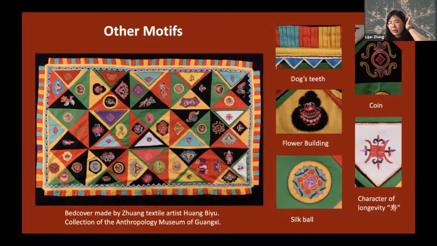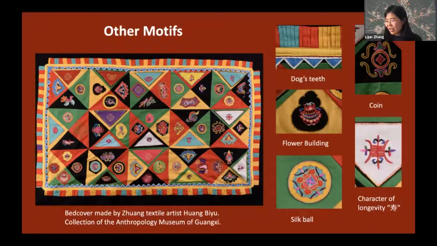And the design of the flower building is associated with Zhuang vernacular architecture that was built on stilts because of the moisture in the region. And the silk ball is also a symbol of the Zhuang ethnic group. It usually symbolizes love or the relationship between boys and girls.